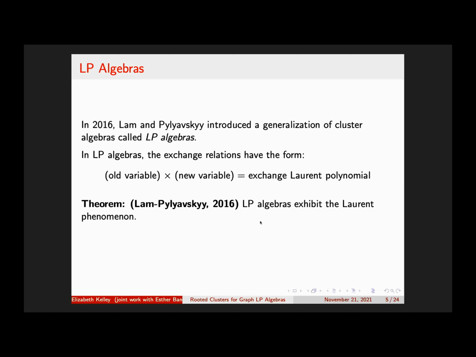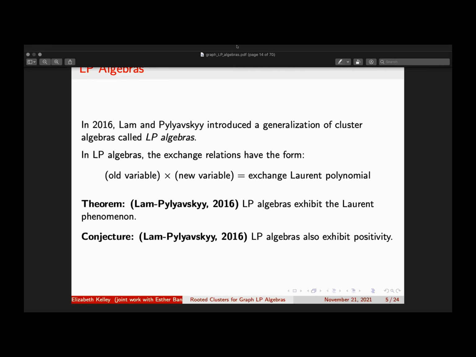Okay, and so a theorem that they proved in this paper was that these algebras actually exhibit the Laurent phenomenon, right? They do what they were cooked up to do. But left open as a conjecture was that they should also exhibit positivity. And it turns out this is actually quite hard to think about because LP algebras are quite general, as you might imagine from how general these exchange relations have gotten.